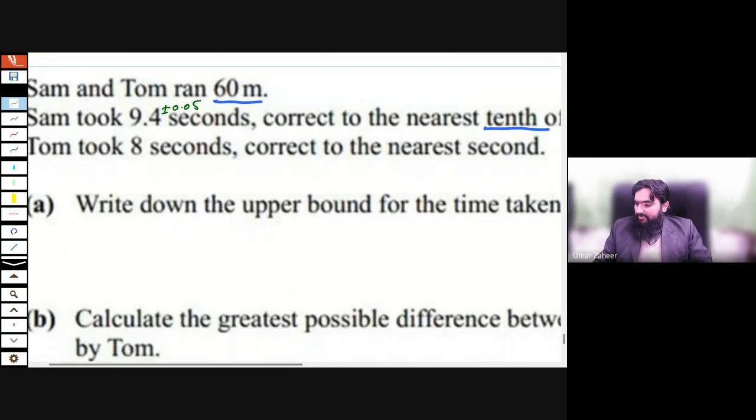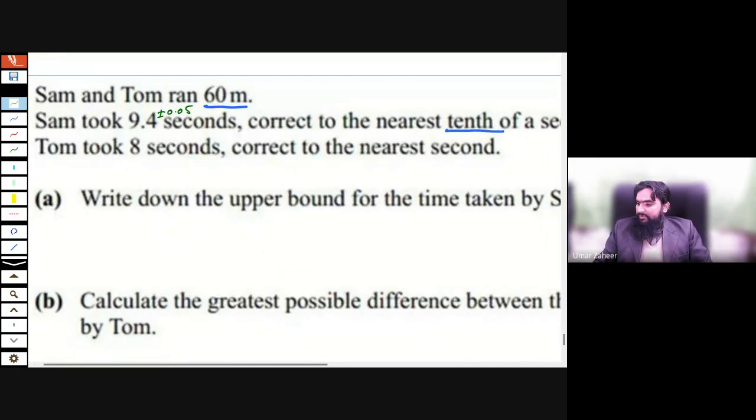And for the second one, Tom took 8 seconds correct to the nearest 1 second. So 1 divided by 2, that will be 0.5. So it will be plus minus 0.5.